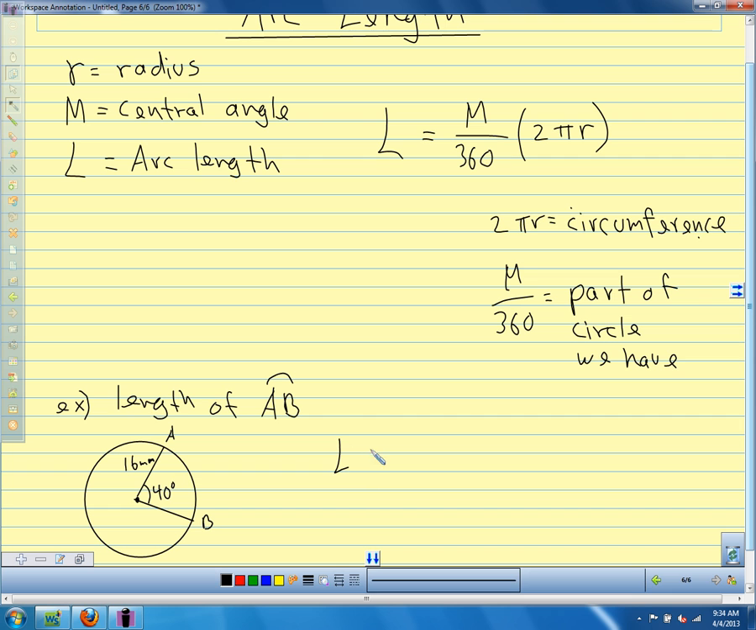The arc length, L, the central angle, M, is 40, divided by 360, times 2 pi times 16. And I'm just going to plug this into my calculator. With this one, it doesn't matter what order I do it in. I could put 40 divided by 360, and then multiply by 2, and then multiply by pi, and then multiply by 16. I can multiply 16 by 2 by pi, divide by 360, multiply by 40. I can do it in any order, and we would get the same answer. And this comes out to, when I plug it into my calculator, about 11.17 millimeters.